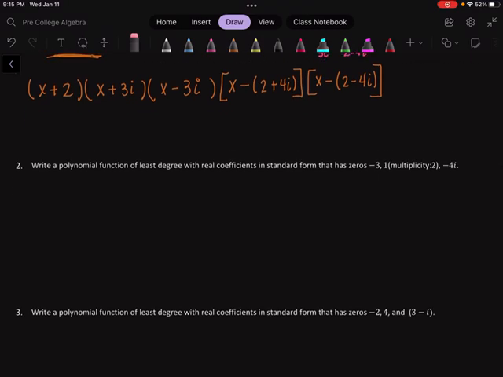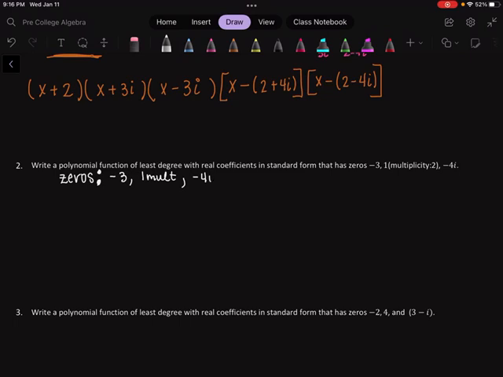Okay. Write a polynomial of least degree with real coefficients in standard form that has zeros -3, 1 with a multiplicity of 2, and -4i. So we have zeros here. So I'm just going to write the zeros again. We have zeros of -3, 1 multiplicity of 2, so that says that we have x minus 1 times x minus 1, or x minus 1 squared.